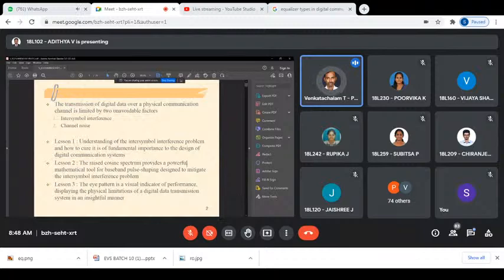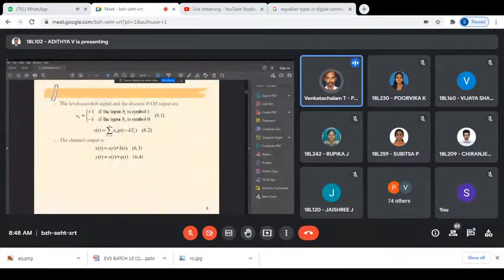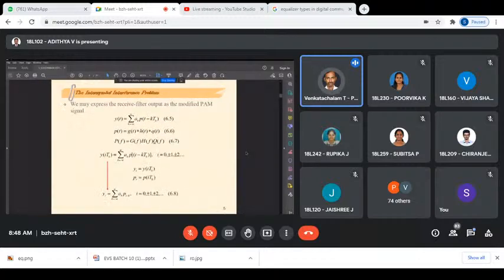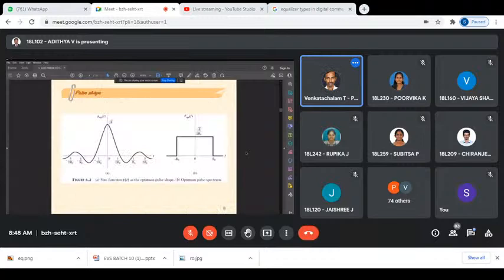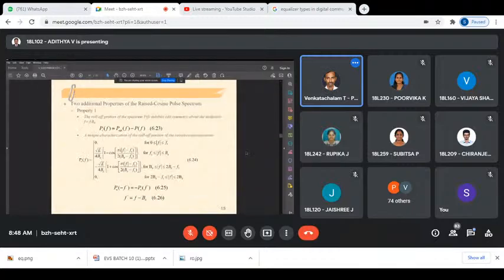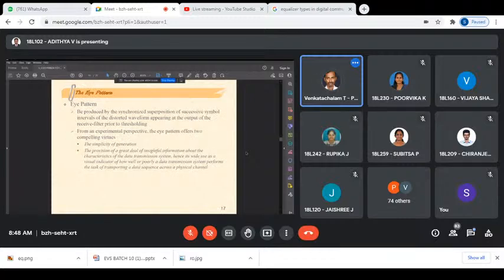Can you minimize the right tab, Aditya? Right side? Okay, perfect. Go to that eye pattern. Okay, let us start now.